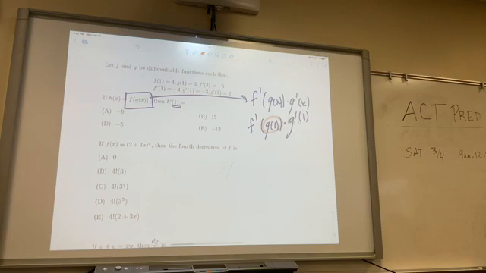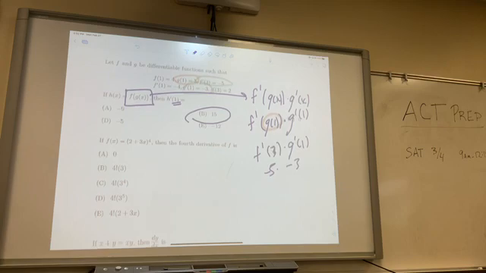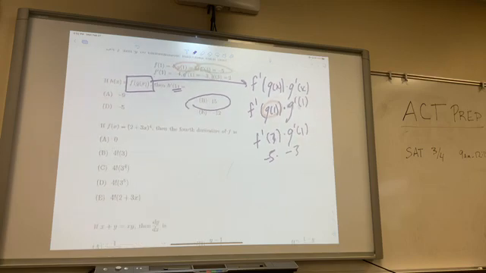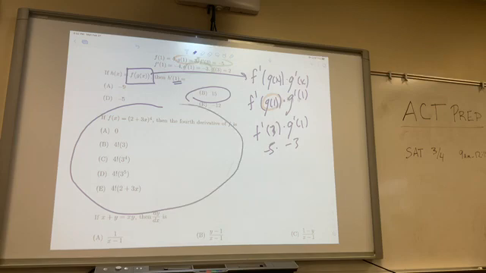Can you guys tell me what g of 1 is? 3. Alright, cool. So the final thing will be f prime of 3 times g prime of 1. G prime of 1 is negative 3, and f prime of 3 is negative 5. So negative 15. Very good. Now I do want to do that one because we were laughing at the exclamation points, but now, who's laughing now?